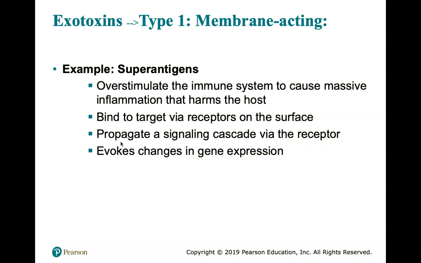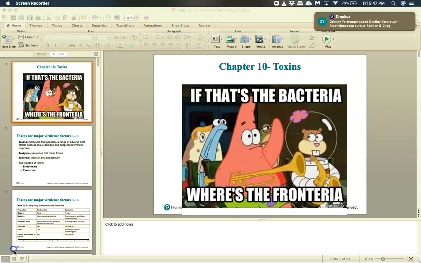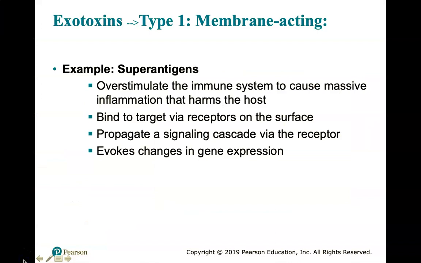Now, we will talk about another organism later in the semester, again a respiratory organism, Bordetella pertussis, and then we'll talk about Mycobacterium tuberculosis, which both trigger the damage created by the immune system. So, again, superantigens, very important.